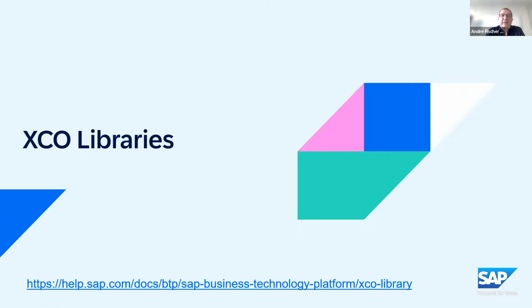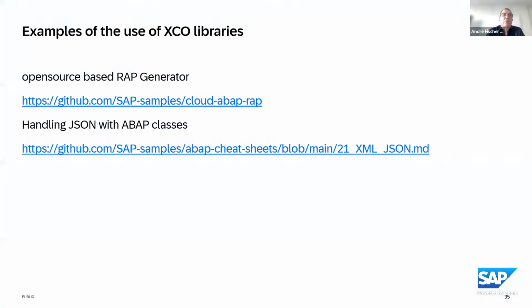Something else that we have as part of the reuse services are the XCO libraries. These are libraries that allow you to do certain things. It even allows you to generate repository objects or to work, for example, with JSON. My open source based RAP generator is based on that, and examples on how to handle JSON. So you will find examples in GitHub for the use of these classes.